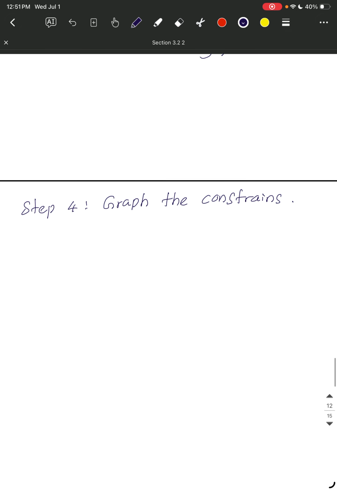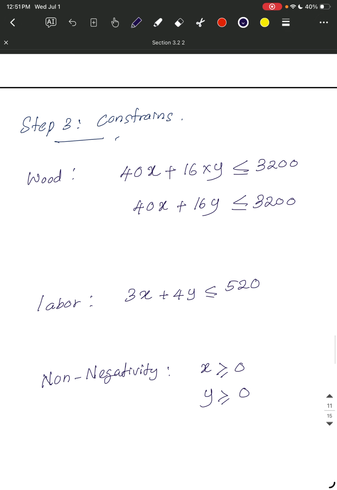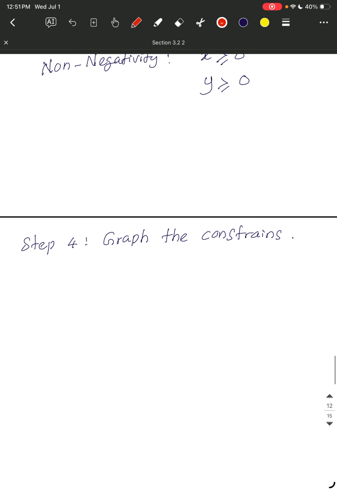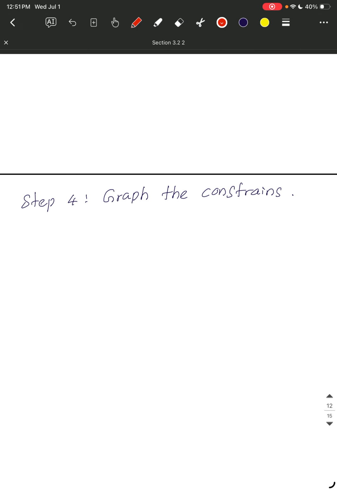There are 4 constraints. We can say that 40x plus 16y less than or equal 3200. So we can simplify this. We can divide each term by 8. So 5x plus 2y less than or equal 400. So let's draw the graph. First, 5x plus 2y less than or equal 400.